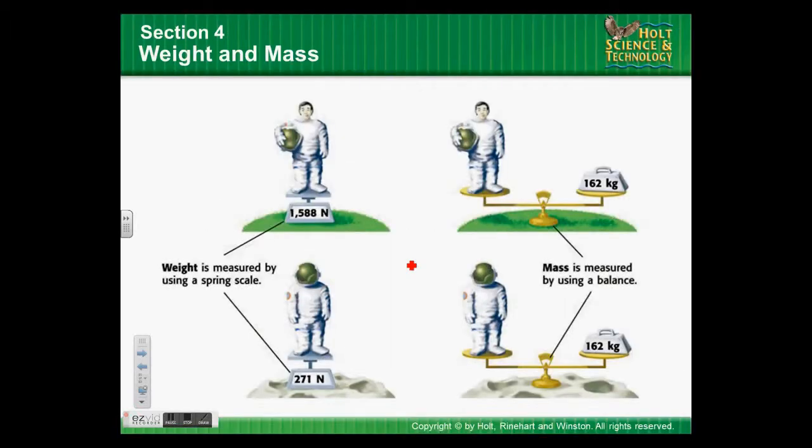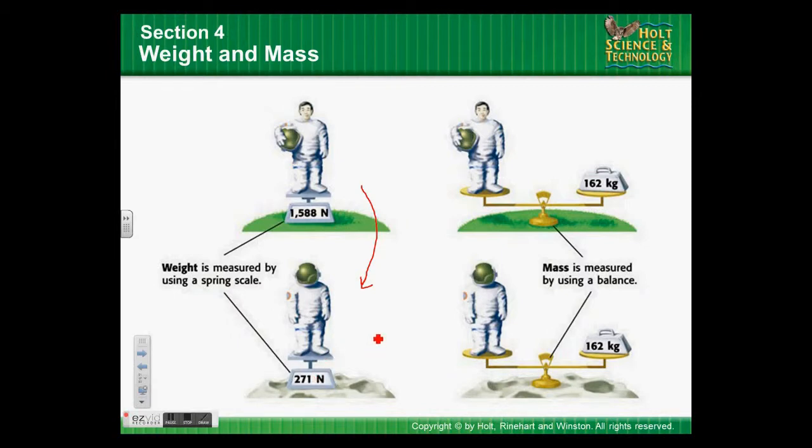So on Earth, it really doesn't matter, only when you start traveling to places. So if you go up to the top of Mount Everest, you weigh less, but your mass will be the same. Or if you go to the moon, which is our next example to show you the difference with these. So this picture shows the astronaut. On Earth, the astronaut weighs 1,588 newtons. His mass on Earth is 162 kilograms.